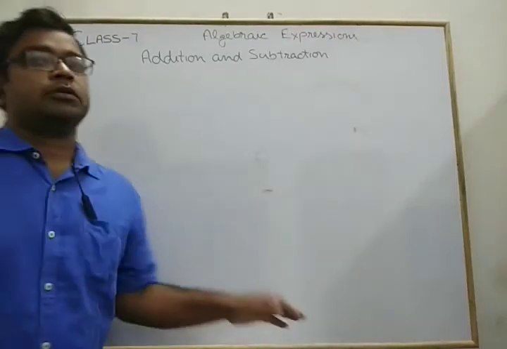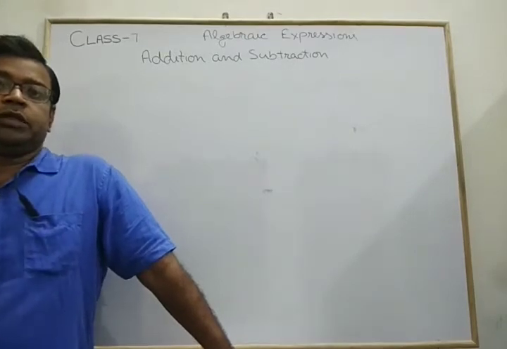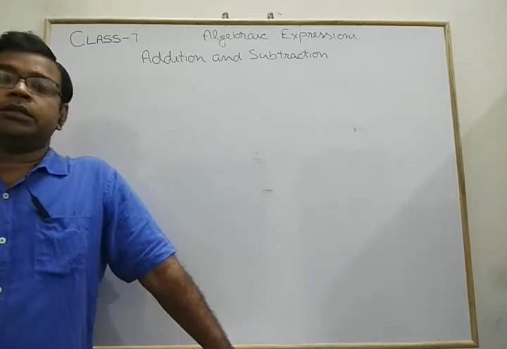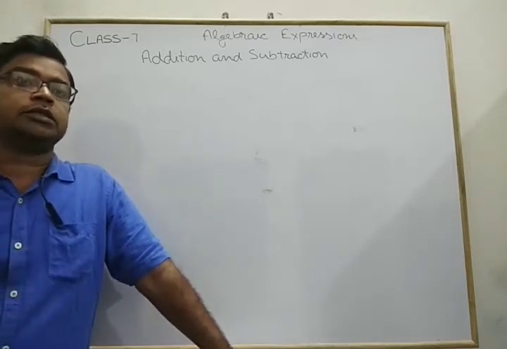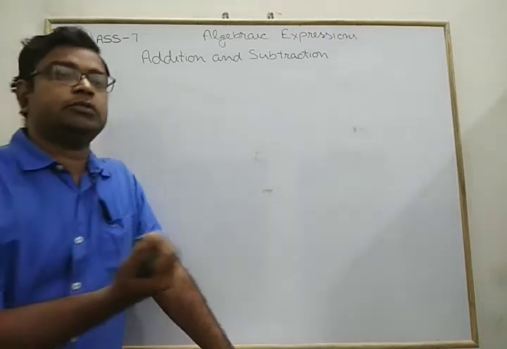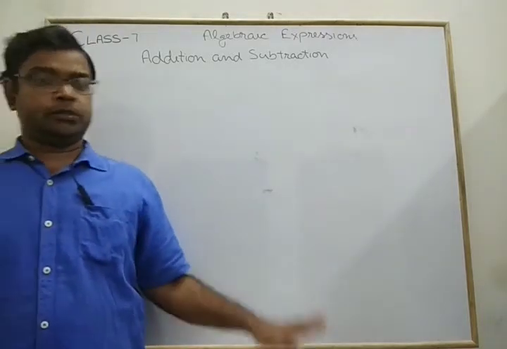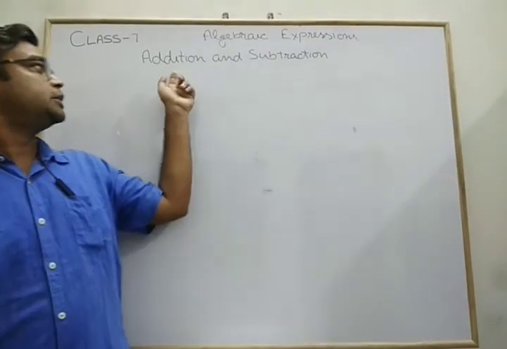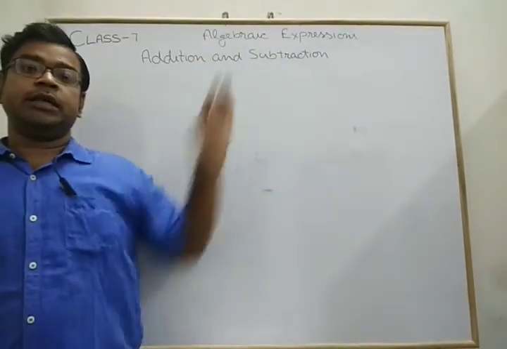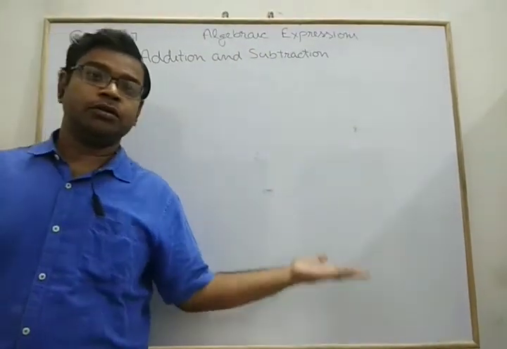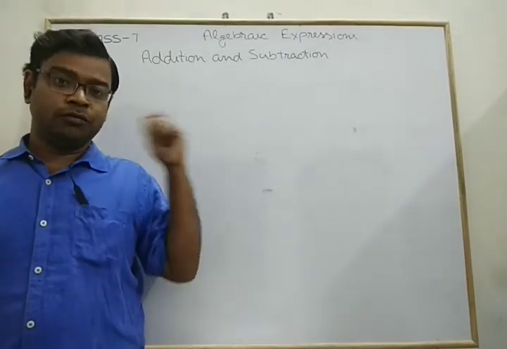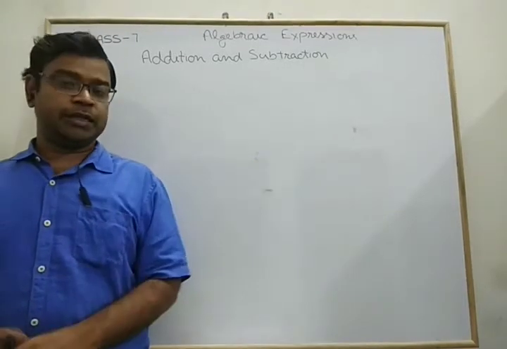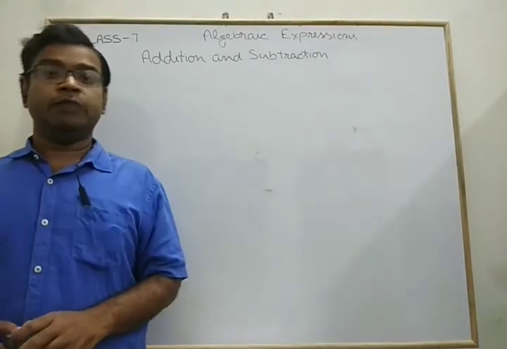Hello students, today we are going to discuss operations on algebraic expressions. In this, we are going to first discuss the basic operators and then the other, secondary operators. First, we are going to discuss only the basic operators, addition and subtraction. We discussed addition and subtraction in classes 1 and 2 for numbers. Now in class 7, we are going to discuss them in algebra, with variables.